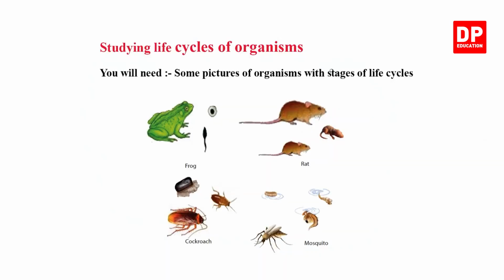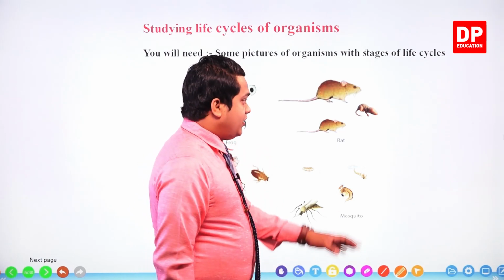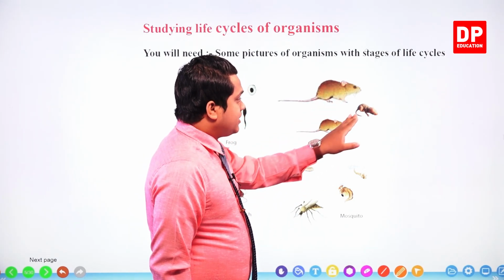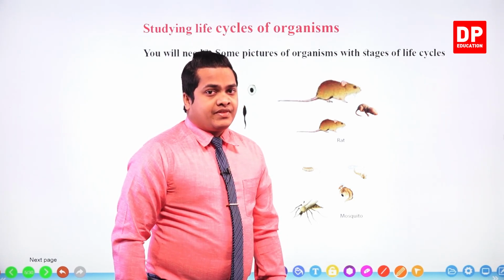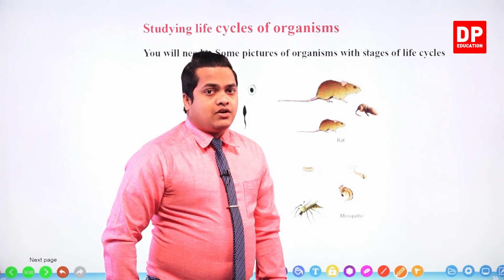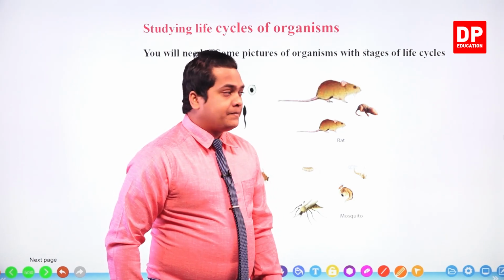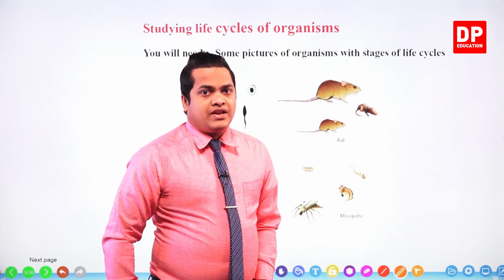Then rats. This is an adult rat. Then these are the very small creatures, the newly born creatures of the rat. They don't have hair-like structures on their body, very small. Even their eyes are not open to the world yet. If you take the size of the creature, it's very small.